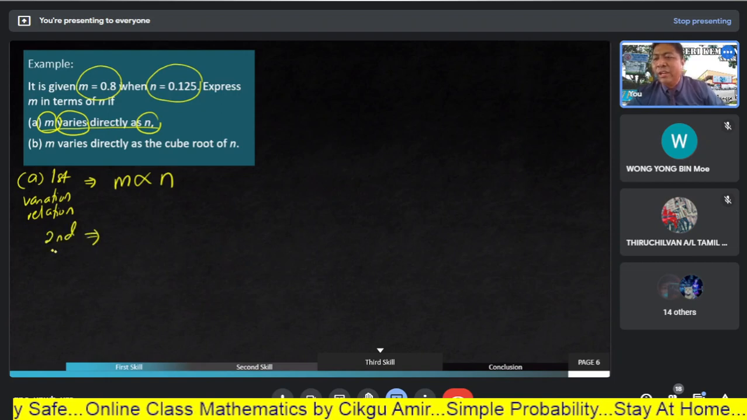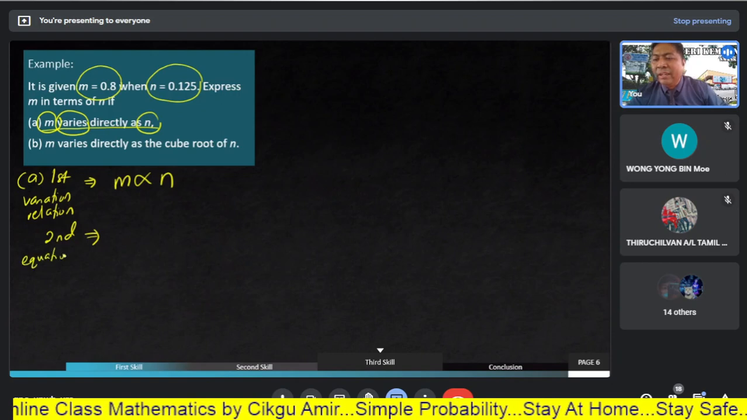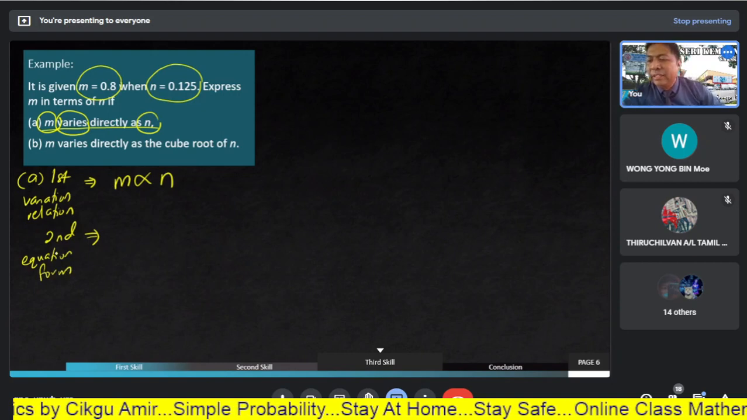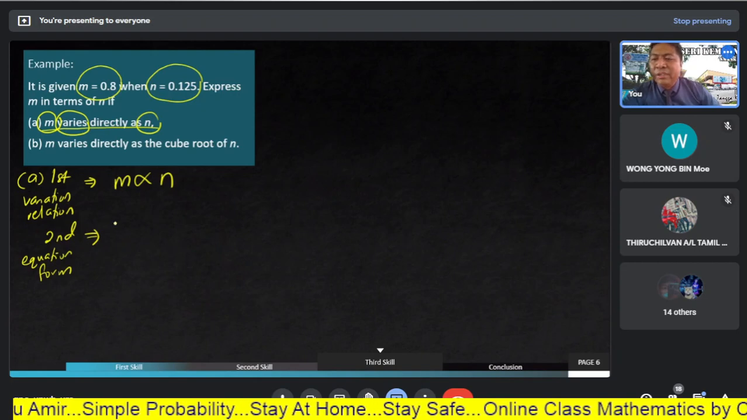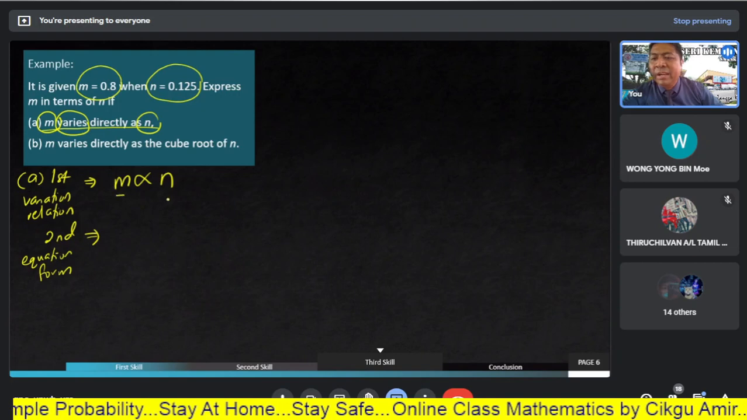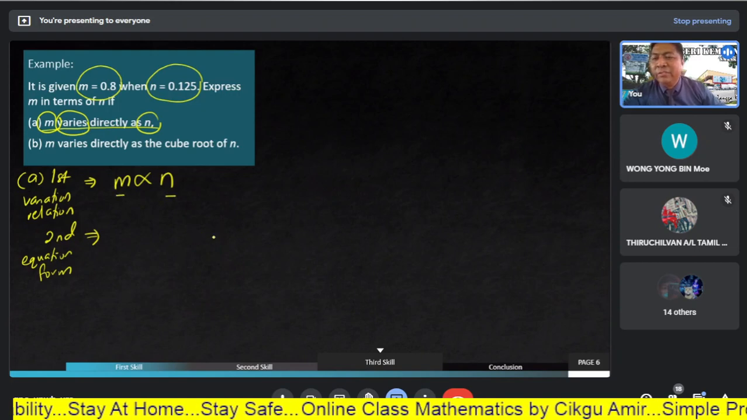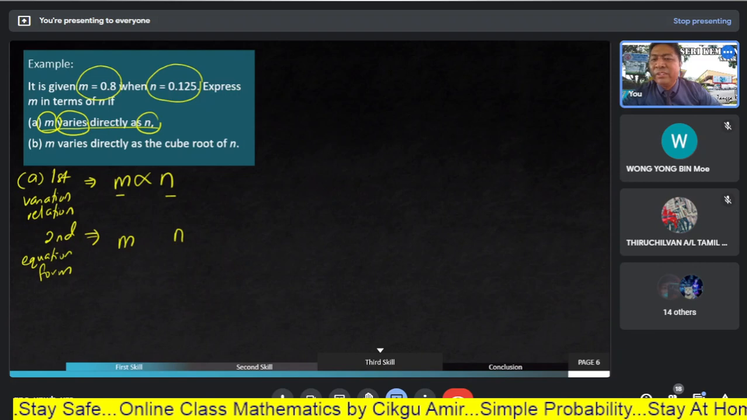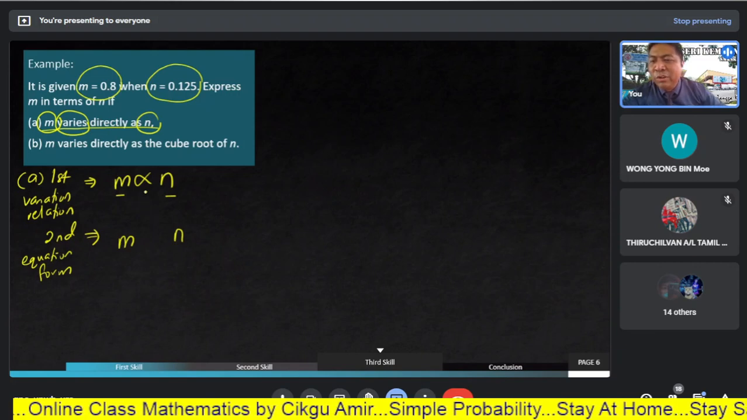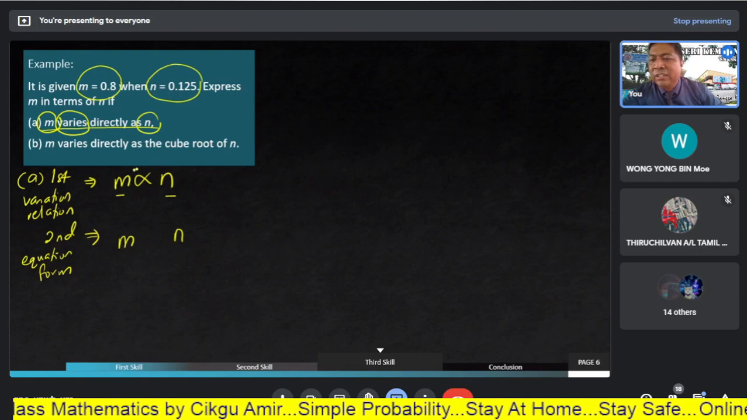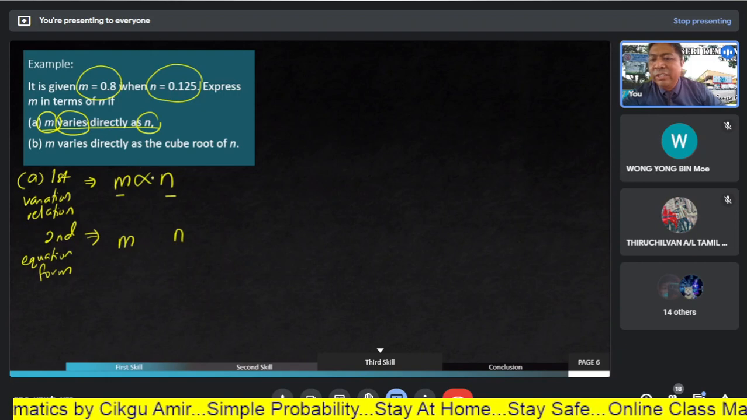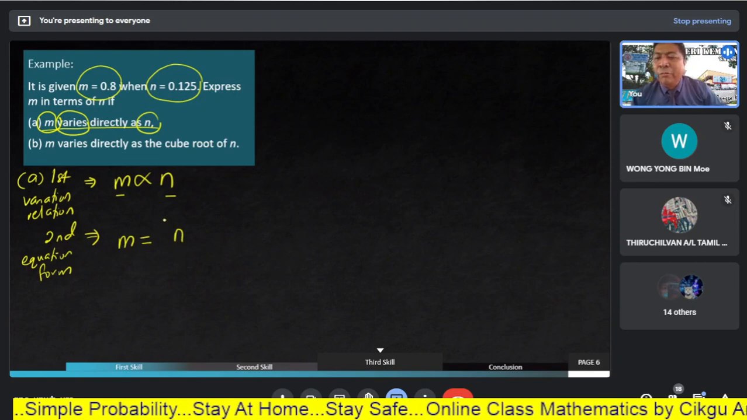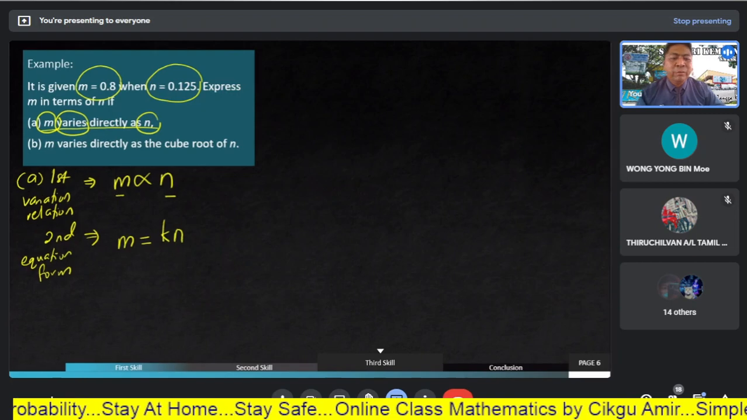Second step. We change to equation form. From variation form we move to equation form. How to change? Simple. There is m, there is n, keep them. Fix the values of m and n, unchanged. The only change here is the symbol of variation, the middle one. We change it to the symbol of equal, and we put a letter k.